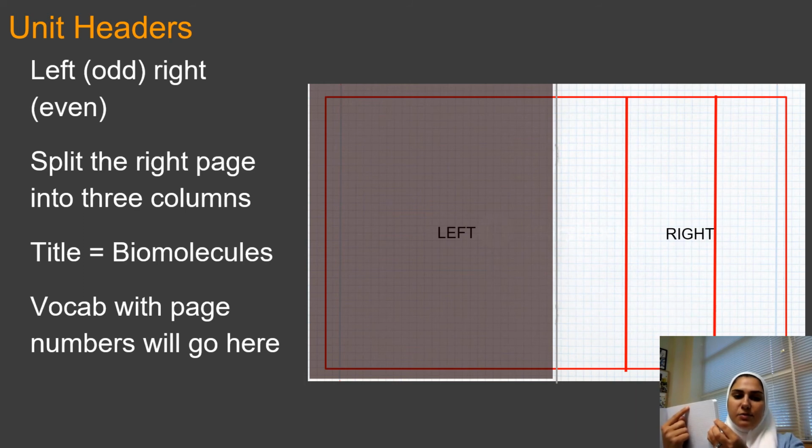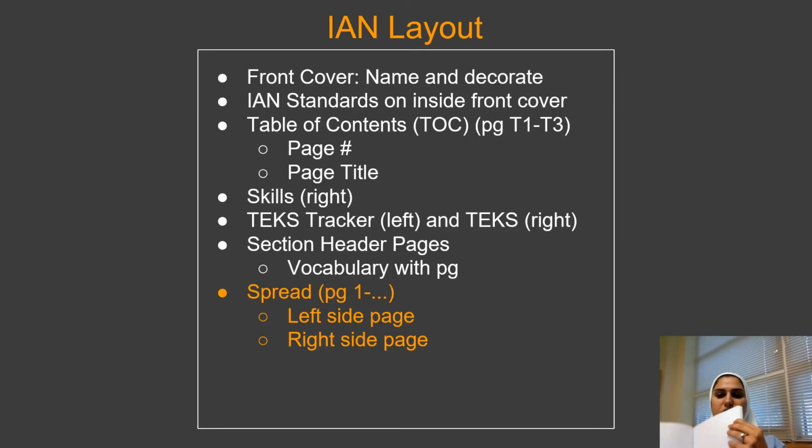The title of this page is going to be biomolecules. What are we going to be using this page for? Biomolecules is our first topic. We're going to use this page to catch all of our vocabulary. So once we actually start learning about biomolecules, that's what this page will be. All right, once you've set this page up with your 3 columns and 3 margins, go ahead and turn to the next blank spread or page.